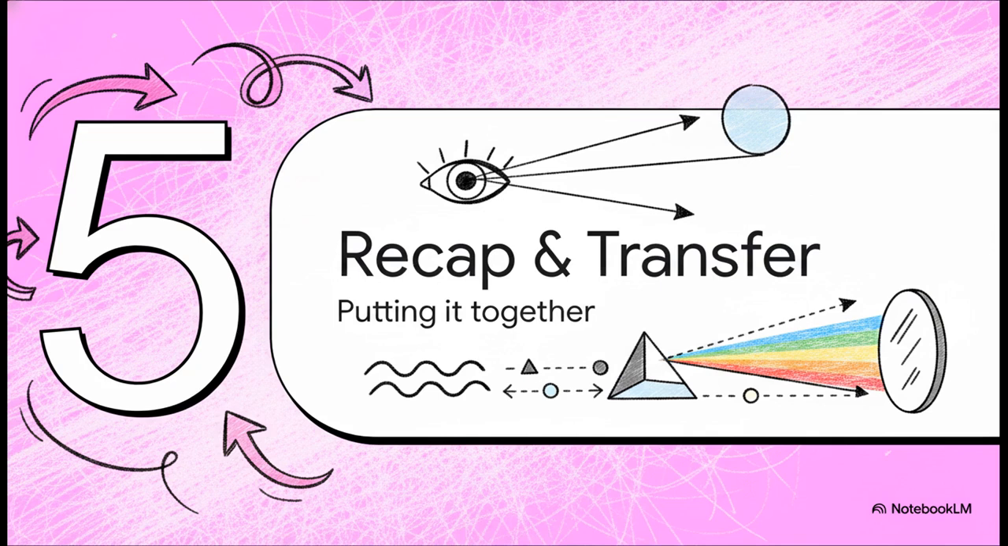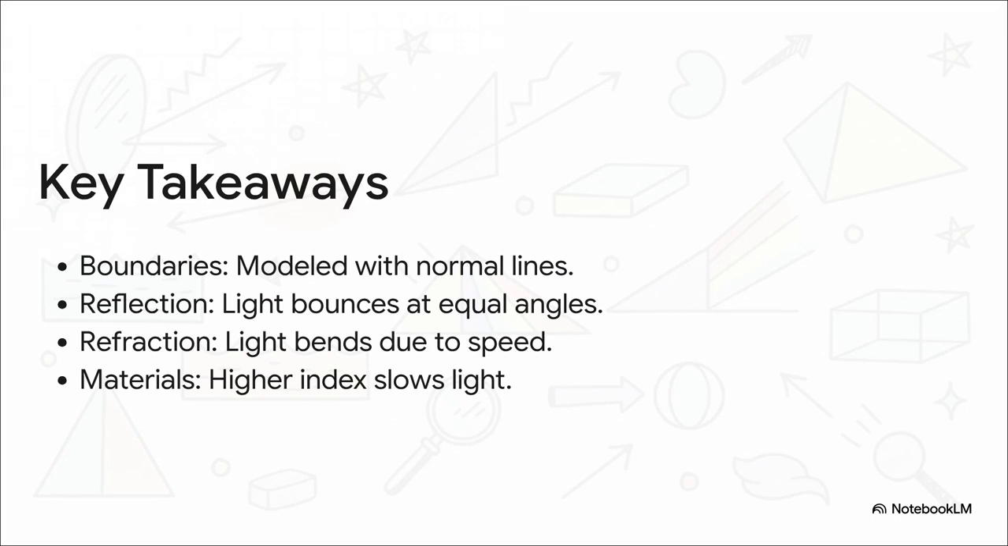Finally, Section 5, Recap and Transfer. Let's bring this all together. So the absolutely crucial point to take away from this explainer is that light travels in straight lines until it hits a boundary. When it reaches that boundary, which remember we model conceptually using a normal line, two main things can happen. It can bounce off, that's reflection, where the angle of incidence exactly equals the angle of reflection, or it can pass through and bend, which is refraction. This bending is entirely driven by the fact that light changes speed depending on the material it's traveling through. And as we just saw, materials with a higher index of refraction slow the light down a lot more.